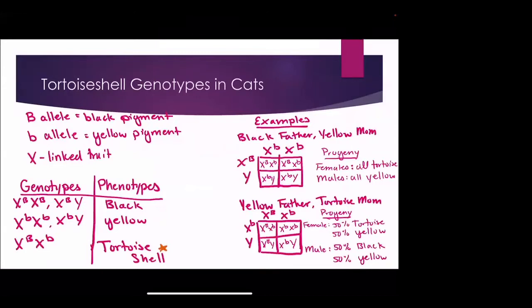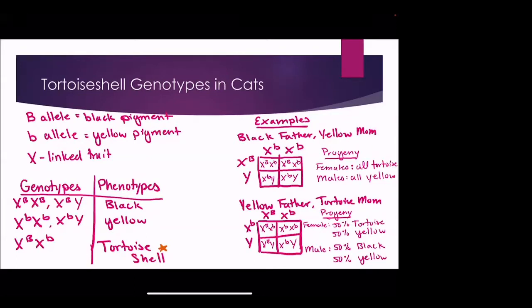So one example is tortoiseshell genotypes in cats. In this case, the heterozygous form is actually coming out as a tortoiseshell, and only females can have this heterozygous genotype. If they are homozygous or hemizygous for the dominant trait, they will have a black coat. And if they are homozygous recessive or hemizygous recessive, they'll have a yellow coat.